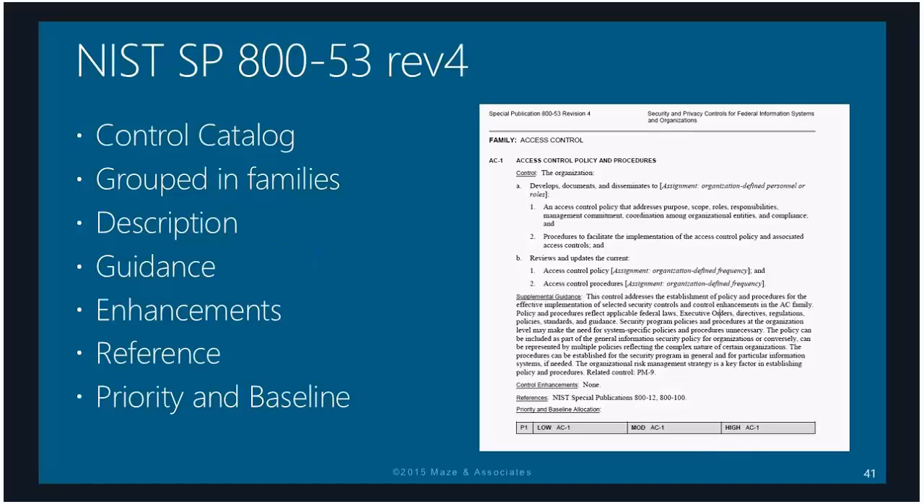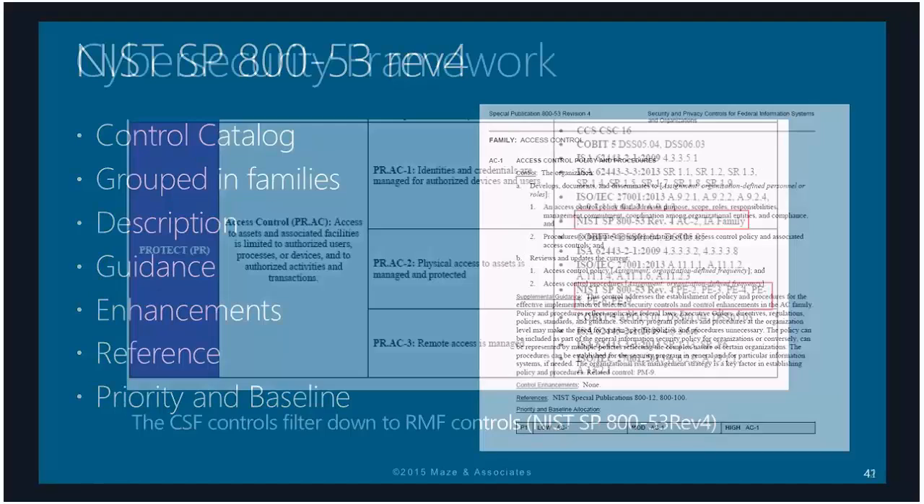In addition, they have a baseline, and the baseline is just: is your system a low system, a moderate system, or a high system? And that's all based upon what type of data you have on it. And so some controls are not appropriate for a financial system because it's not a high-level or high-risk system according to NIST for overall operations of an organization.